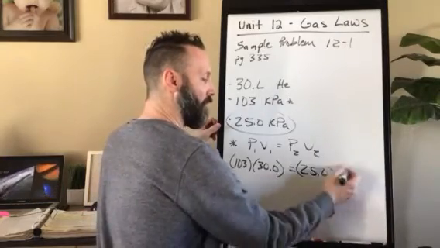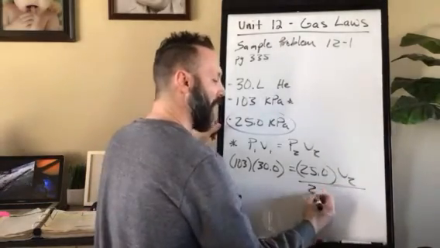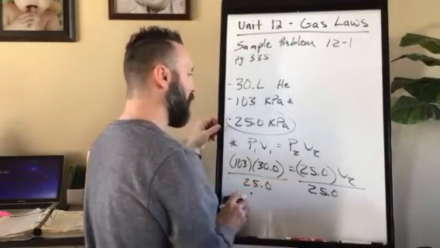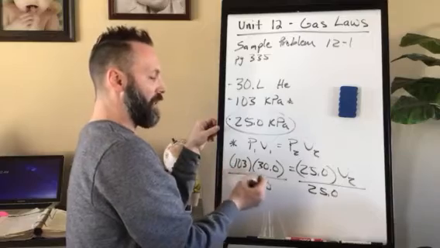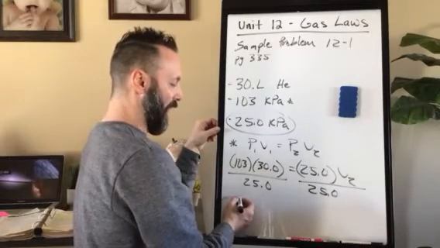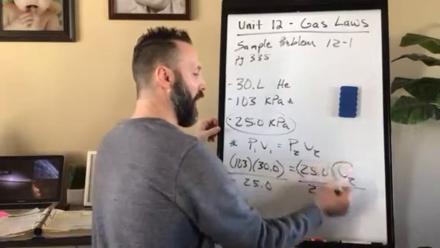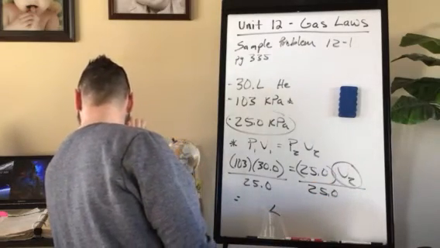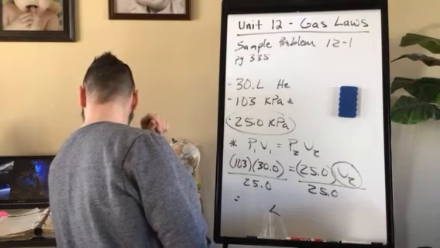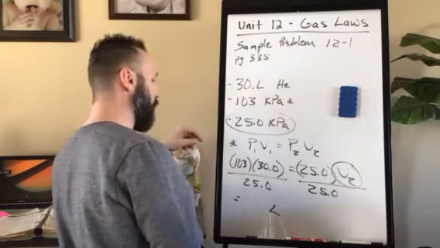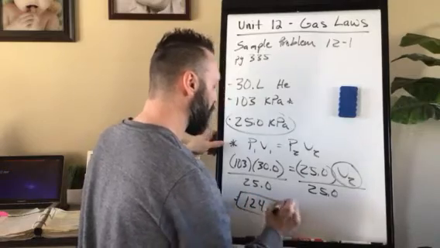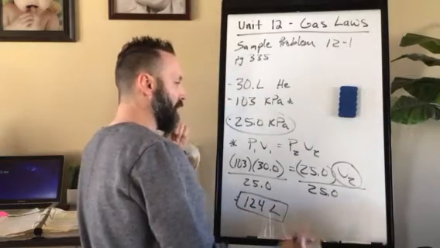Go ahead to solve for V2: isolate V2 by dividing by 25.0. 103 times 30 divided by 25.0, and again we're looking at volume, which is going to be in liters. You're going to get an answer to 3 sig figs of 124 liters. So you'd have 124 liters of gas at this pressure.